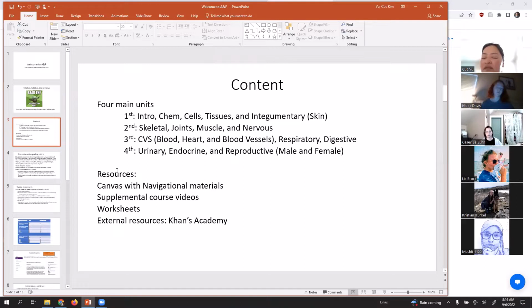Essentially, the final exam has 100 questions. 50 of those questions are on the new materials, the urinary, endocrine, reproductive, and then the other 50 is divided evenly amongst the previous 3 units. So there's about 2 to 3 questions per chapter of the old stuff on the final exam. Did that make sense? Yeah.